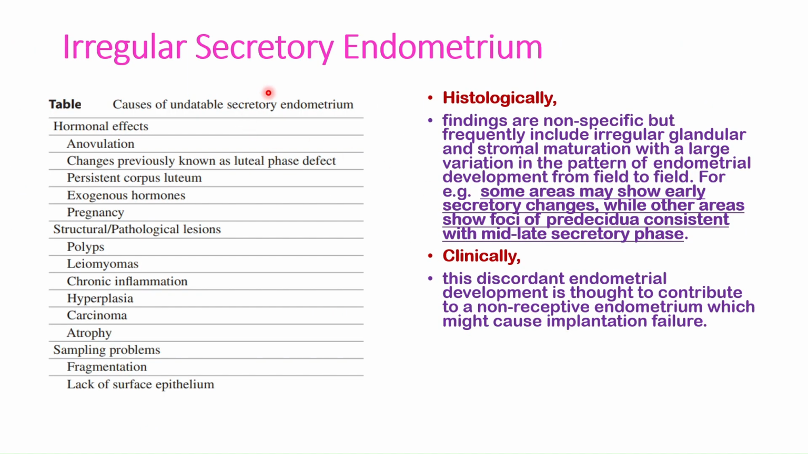Now, what are the causes of irregular secretory endometrium which are undateable? Some hormone effects include anovulation, meaning excessive estrogen, changes previously known as luteal phase defect. Second, persistent corpus luteum, exogenous hormones, pregnancy. Some structural or pathological lesions include polyps, leiomyoma, chronic inflammation, hyperplasia, carcinoma, atrophy, or sometimes sampling problems like fragmentation or lack of surface epithelium.